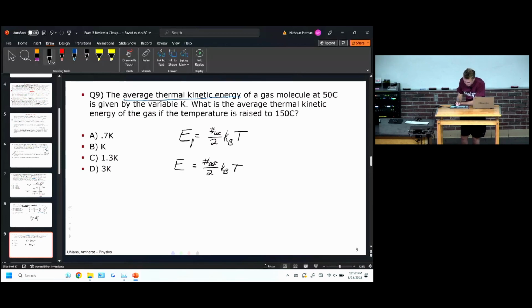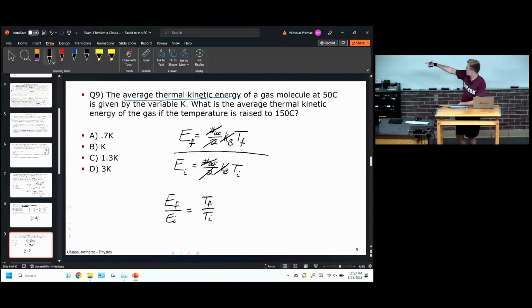Okay, I have one copy for the final energy and final temperature, and one copy for the initial energy and the initial temperature. And we're going to divide them. The number of degrees of freedom is a property of the molecule, so that cancels out. And then the 2 and the Boltzmann constant cancel out. So what I get is that the final energy over the initial energy is T final over T initial.